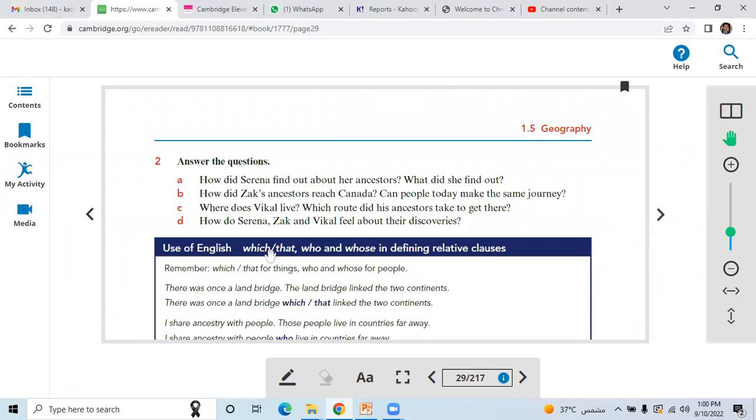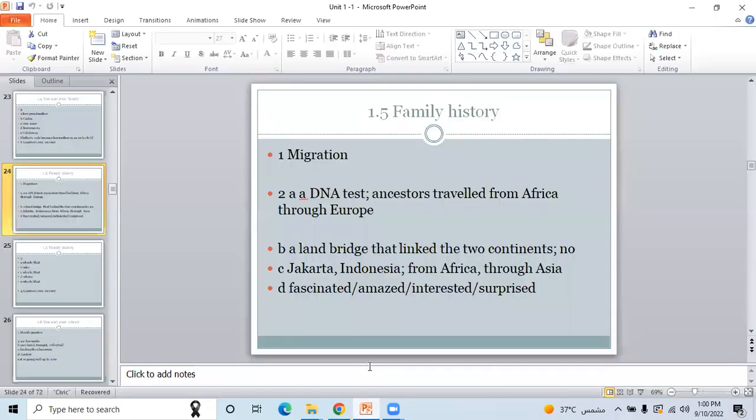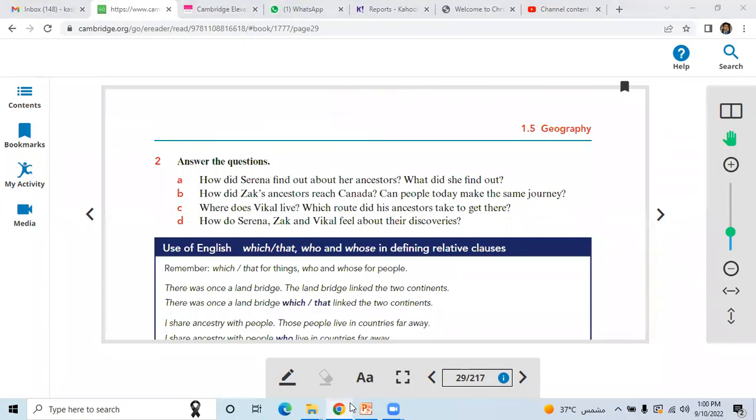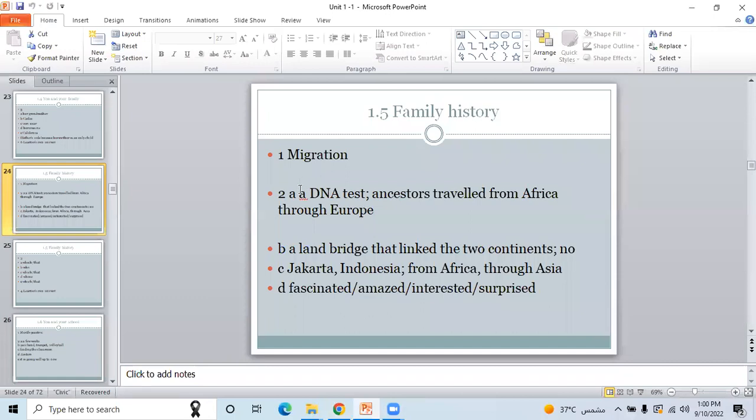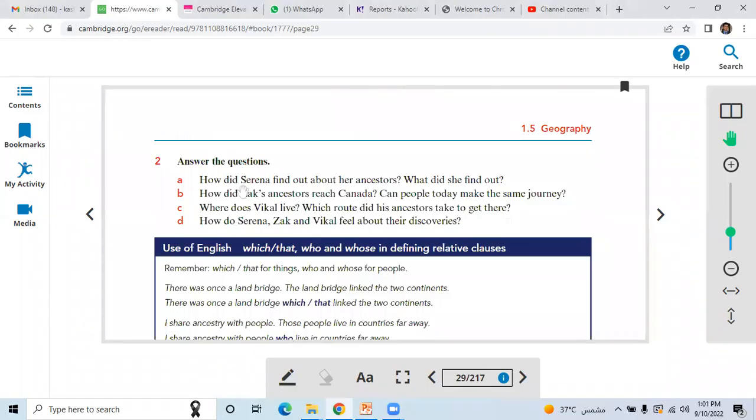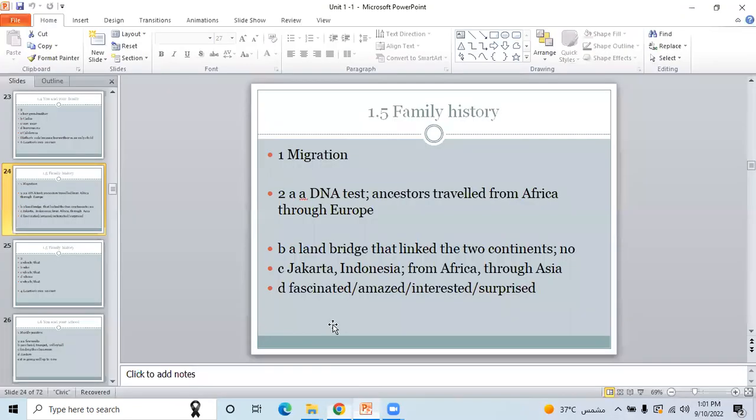Look at this. How did Serena find out about her ancestor? What did she find out? We're going to write answers. A DNA test, where ancestors travel from Africa to Europe, right? That's answer option number one. Here's B. How did Zach's ancestor reach Canada? Can people today make the same journey?